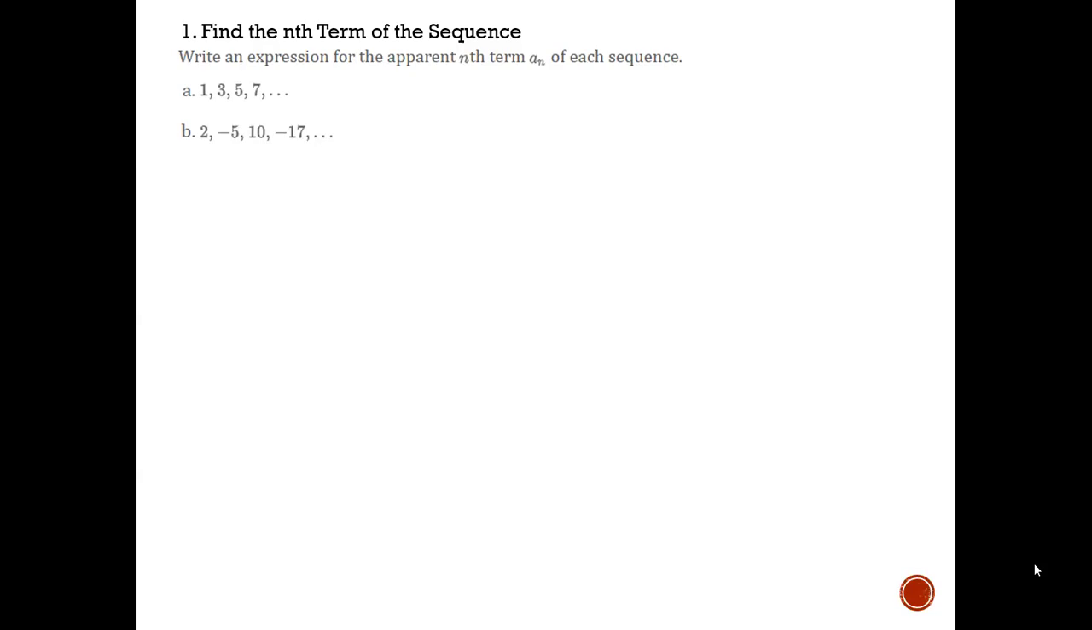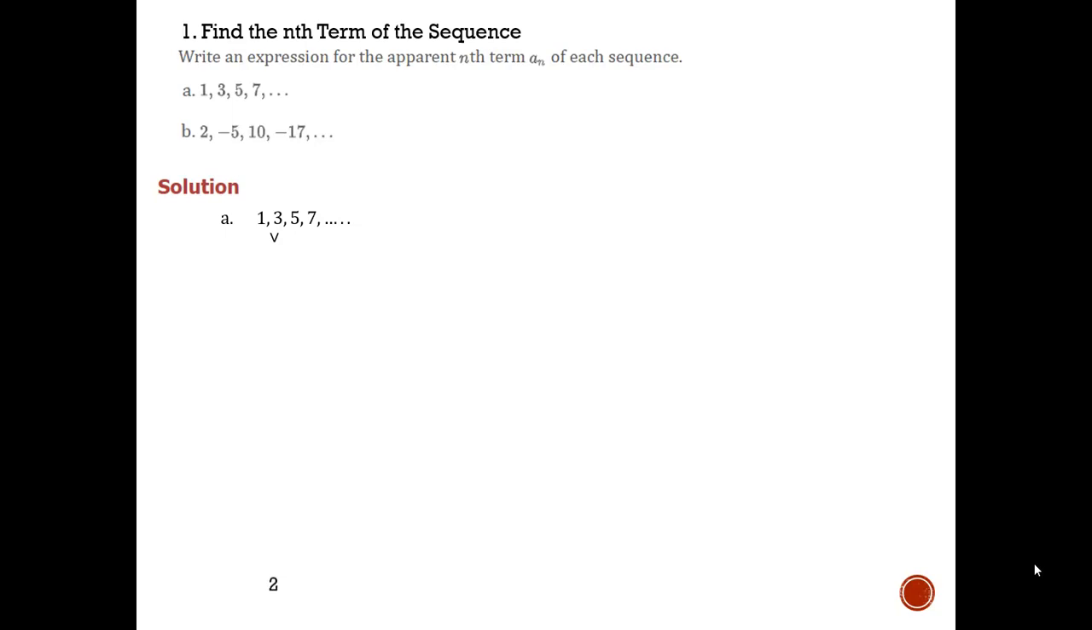So for example, writing the nth term of a sequence. We have a few sequences here, and we're asked to find an expression for the nth term of each sequence. So let's look at the first one. We have A, which is 1, 3, 5, 7. It continues on. One strategy is to look for the differences between these numbers in our sequence.